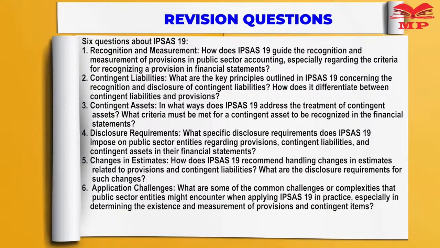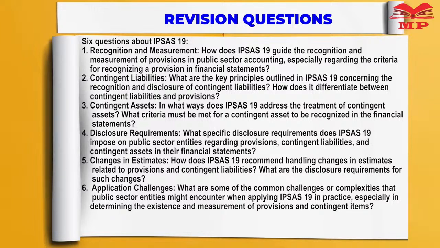Number 2, what are the key principles outlined in IPSAS 19 concerning the recognition and disclosure of contingent liabilities, and how does it differentiate between contingent assets and provisions? Number 3, in what ways does IPSAS 19 address the treatment of contingent assets? In relation to that, what criteria must be met for contingent assets to be recognized in the financial statements?